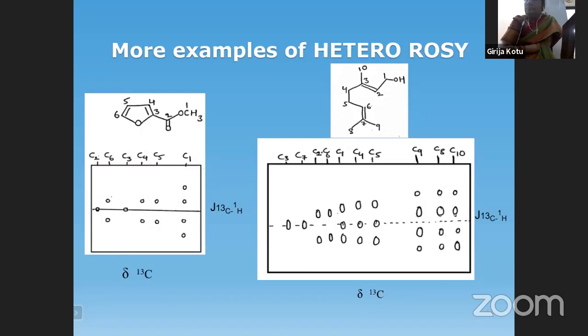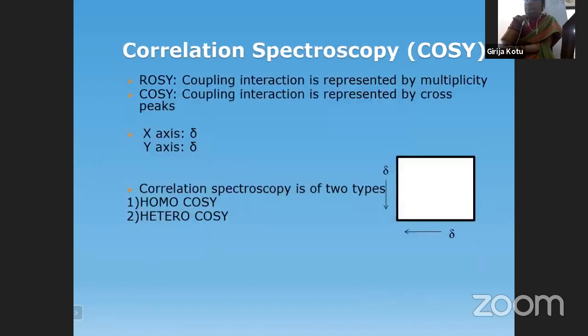Now we'll come to COSY, correlation spectroscopy. What is this correlation spectroscopy? Correlation: we are trying to establish a correlation between one entity and another entity, or connectivity. Correlation is nothing but connectivity. So as far as NMR is concerned, what do we mean by connectivity? Connectivity means nothing but interaction.